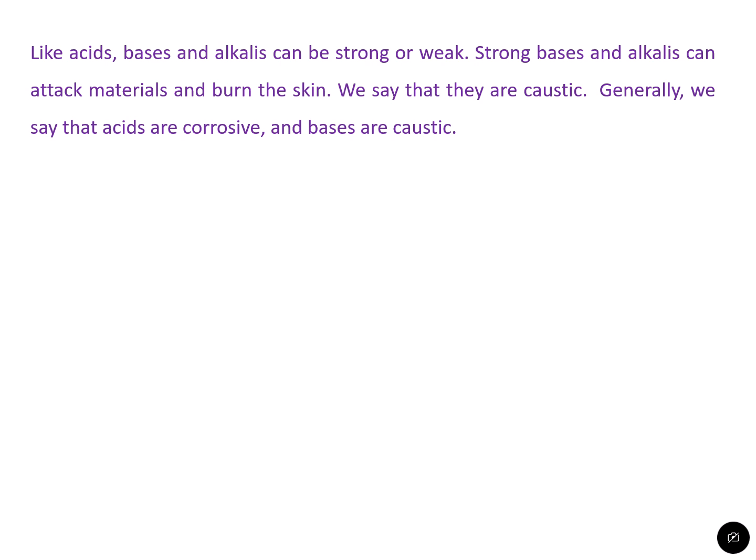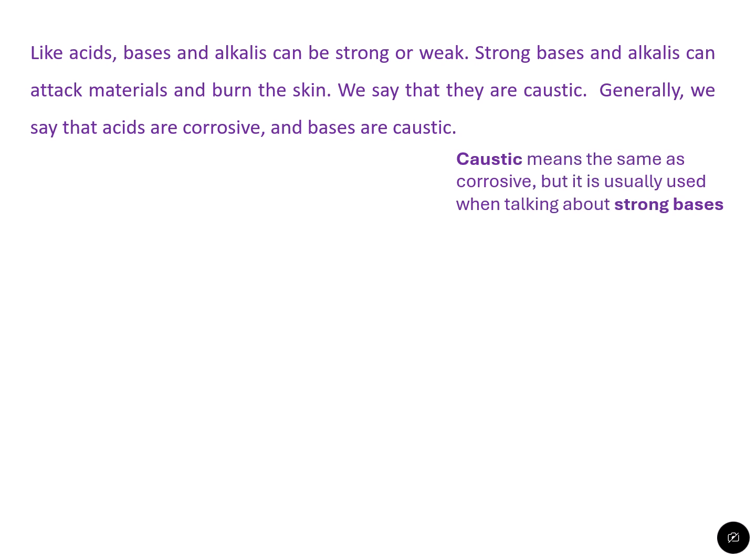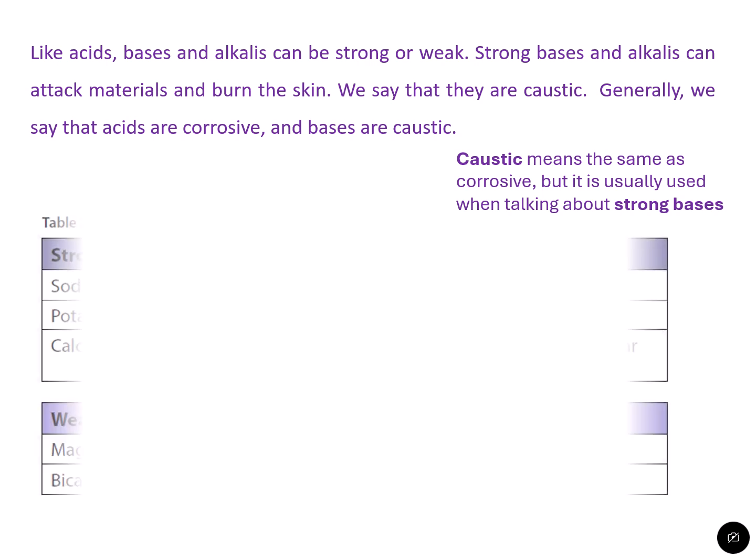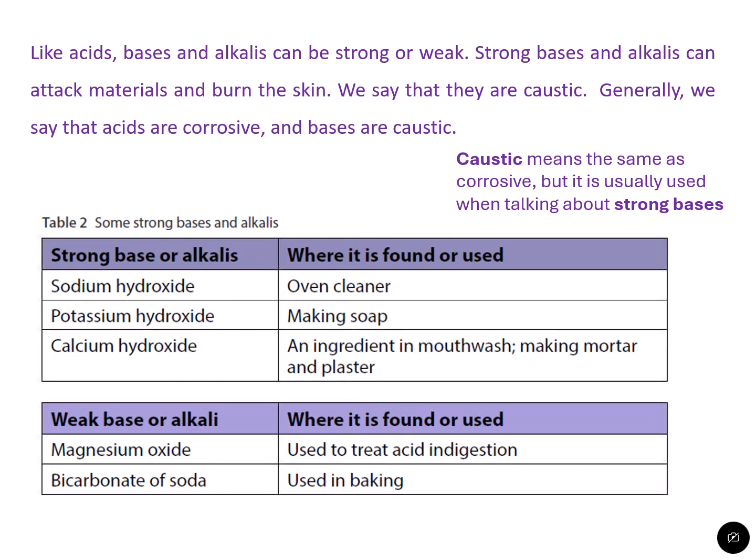Like acids, bases and alkalines can be strong and weak. We say that bases are caustic. This means that just as an acid is corrosive, bases are caustic. So that means it can also eat through something.